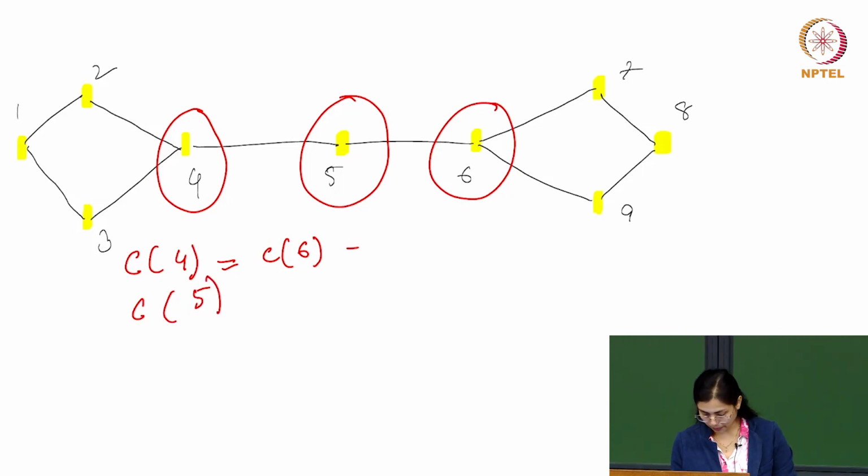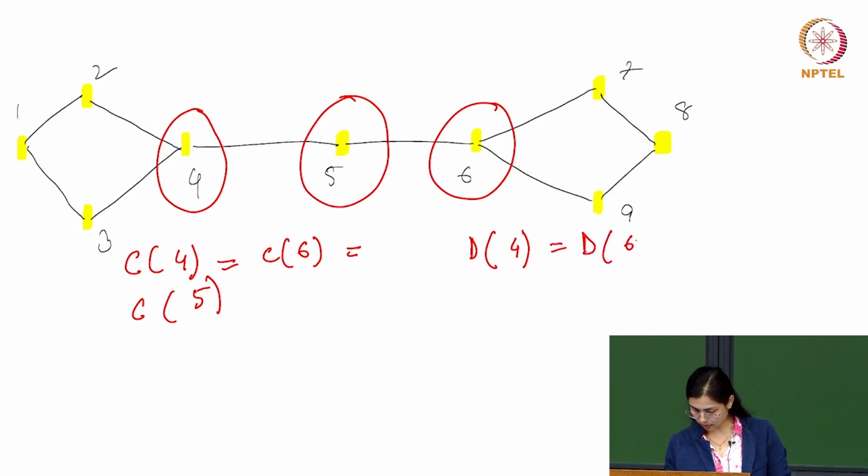And here, for degree centrality, 4 and 6 will be the same, and the degree centrality of 5 is 2.